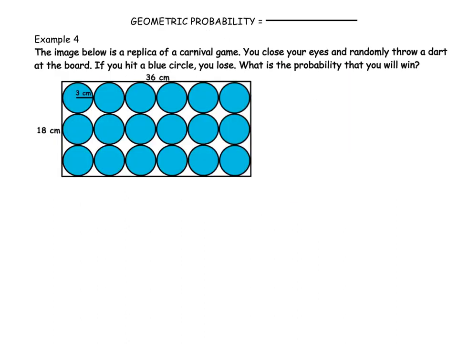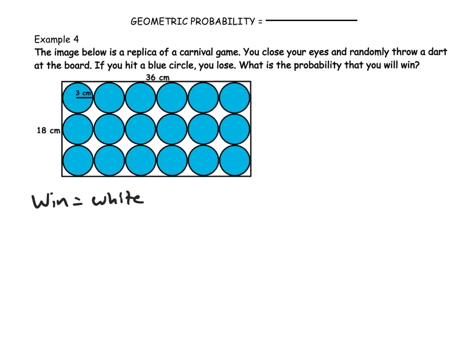Last example. The image below is a replica of a carnival game. You close your eyes and randomly throw a dart at the board. If you hit the blue, you lose. What is the probability you will win? Well, if blue means that I lose, then white means that I win. So I want to hit the white. A win equals white.